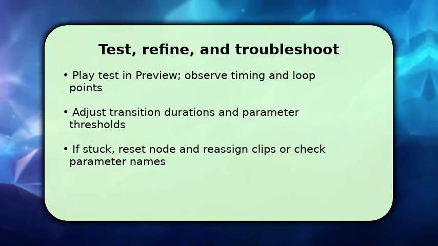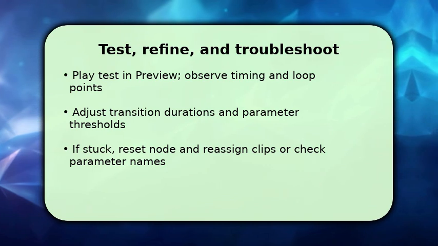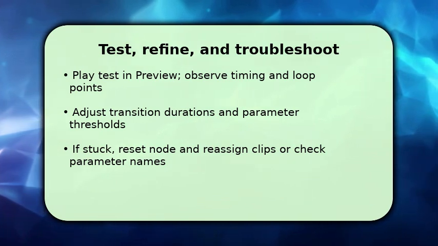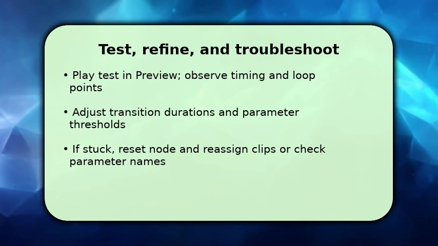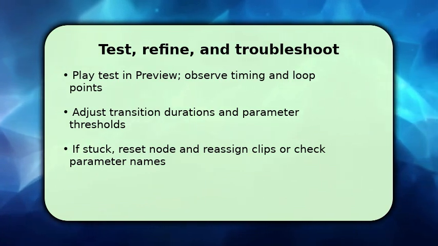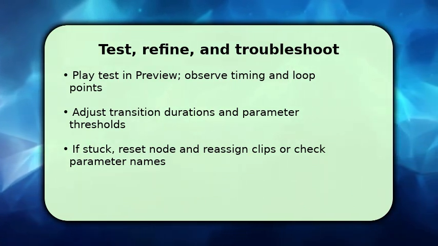If an animation snaps, adjust transition durations and loop points, and change parameter thresholds to prevent jitter. This fixes most timing issues. Once satisfied, save a version copy so you can revert if needed.